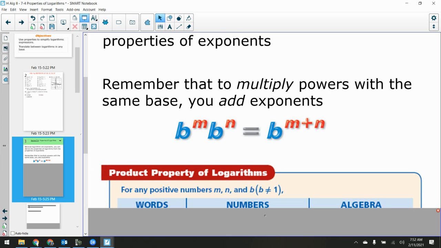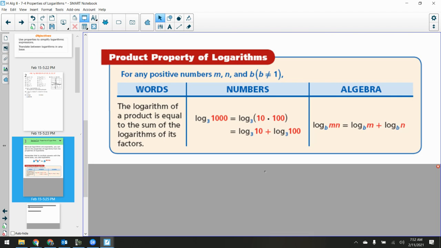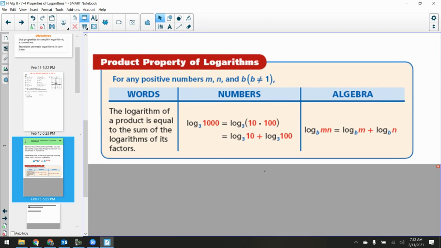Here's what I mean. This is the piece over here that I would circle, star.